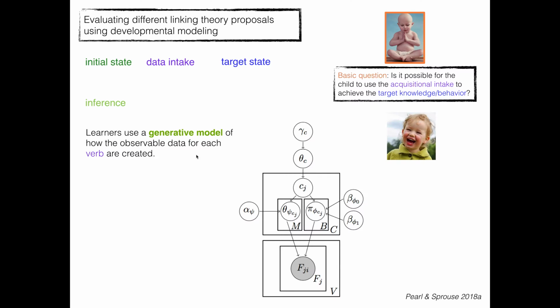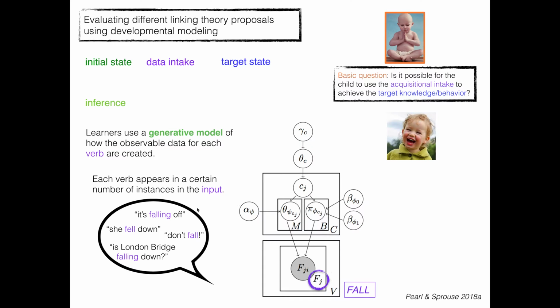So learners are going to be using a generative model of how the observable data for each verb are created, and that's encoded here in this delightful plate diagram, right? So this is meant to encode all the different types of information that children are using from that data intake to infer the verb classes. So just to walk you through it, the idea is that for each verb, and we have however many verbs we have, so a verb like fall, each verb appears in a certain number of instances in that input. So these are examples of fall that actually come from the Child's Tree Bank. So it's falling off, she fell down, don't fall, is London Bridge falling down, right? Instances, right? These are utterance types, right?